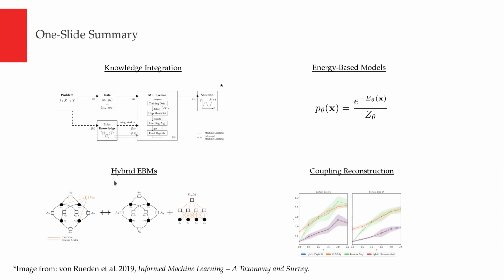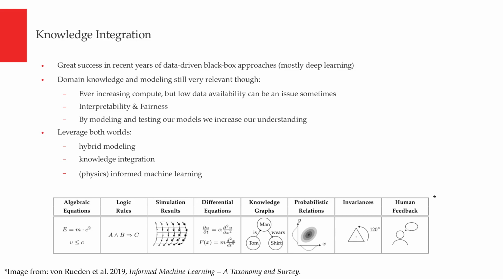Then I'm going to talk about hybrid EBMs, where the energy is divided into two parts, a part that is relatively simple and interpretable, and a part that is a neural network. And in the end, I'm going to talk about how we can use these kinds of models for a specific task, in this case, the reconstruction of couplings or pairwise interactions. Let's start with knowledge integration.